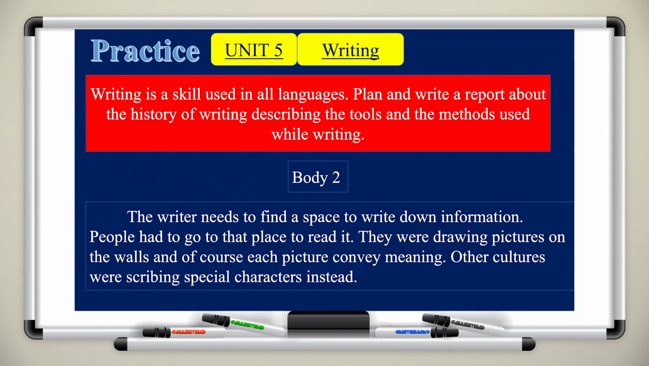People had to go to that place to read that information. They were drawing pictures on the walls, and of course, each picture conveyed meaning. Other cultures were scribing special characters instead. So it depends on each character and the language and the written form they are using, whether it's a picture, a pictogram, or a drawing, or a character. It depends on the culture itself.